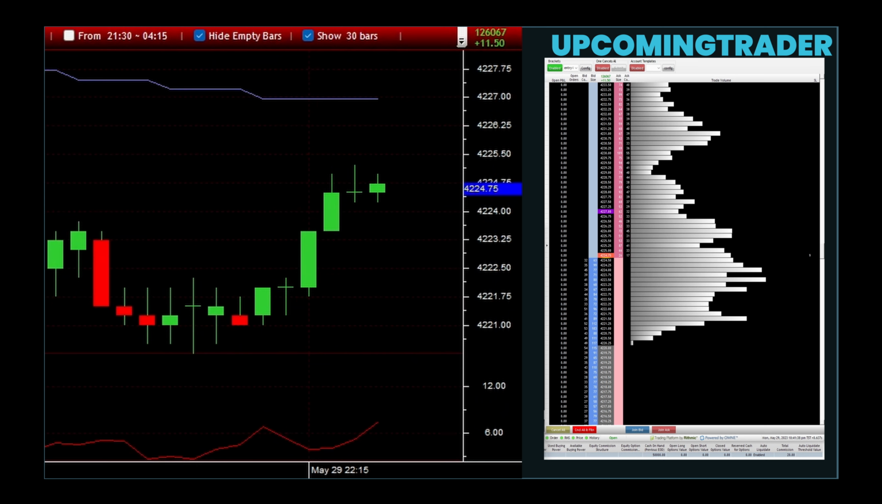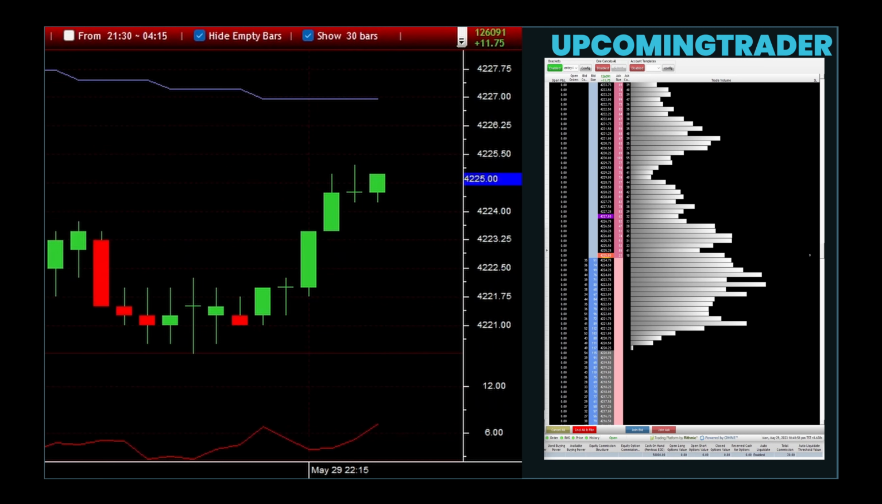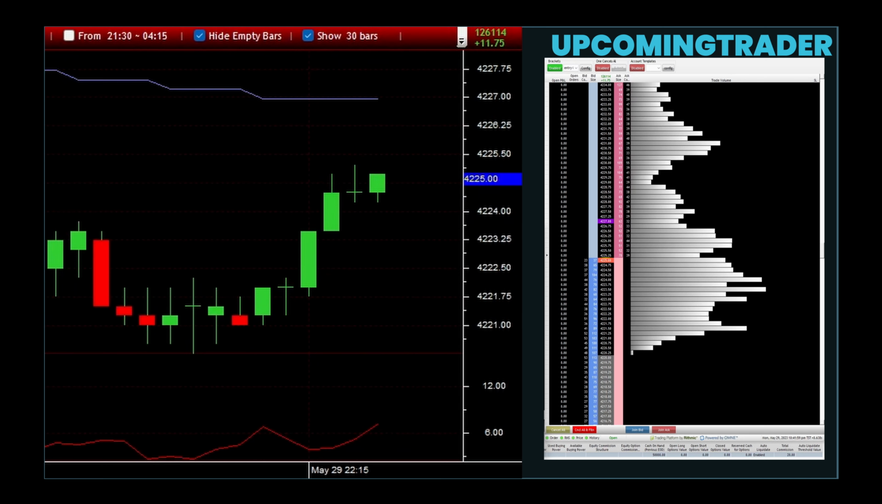Let us talk about some practical tips. Focus on the value area. This is where most of the action happens, and it is the most reliable place to look for trades. Watch how price behaves near the value area high and low. These are some of the best places to find opportunities.